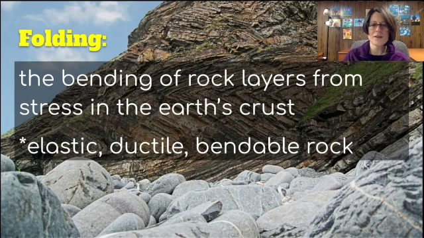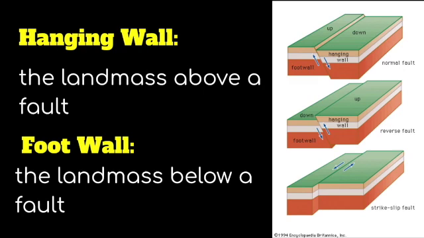and you can see these nice zigzag folds in this rock in the background. Okay, now along a fault, if there is a fault, this does not happen with the folding, there is what is called the hanging wall and the foot wall. The hanging wall is the landmass above a fault, and the foot wall is the landmass below a fault.